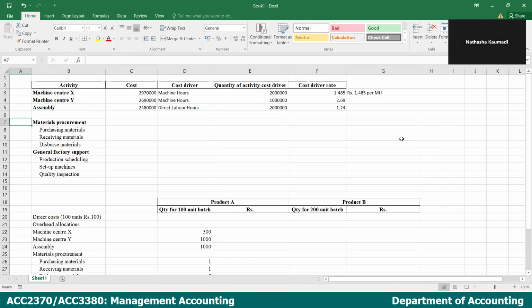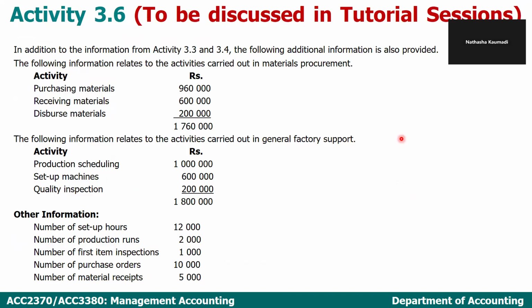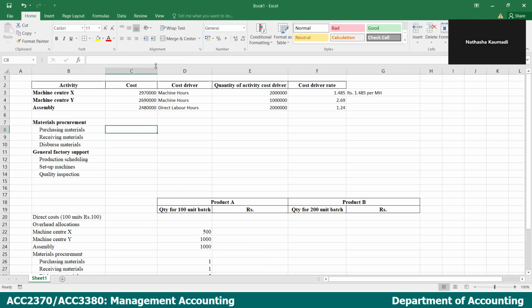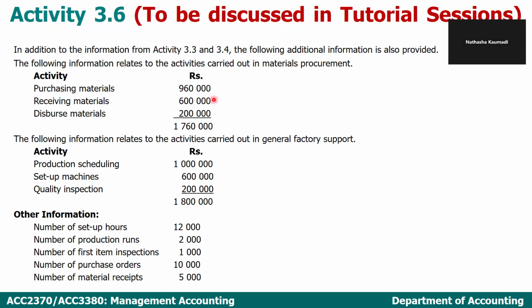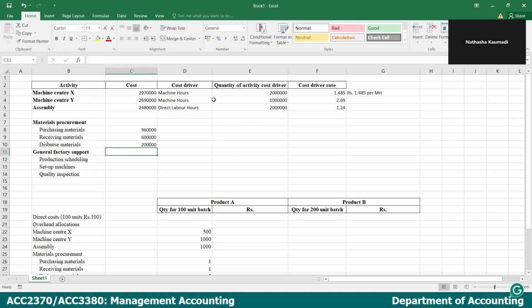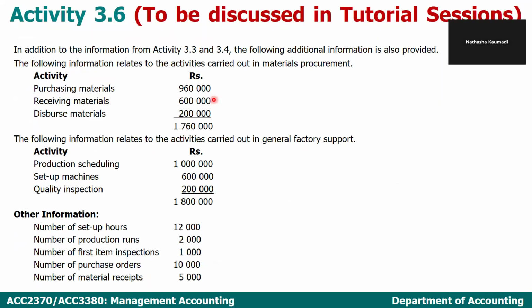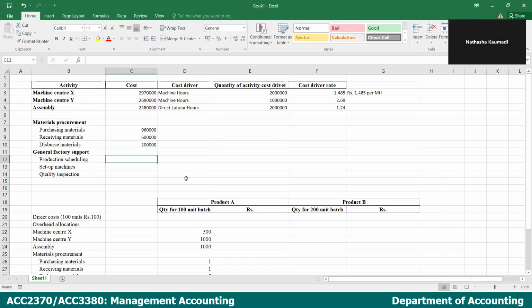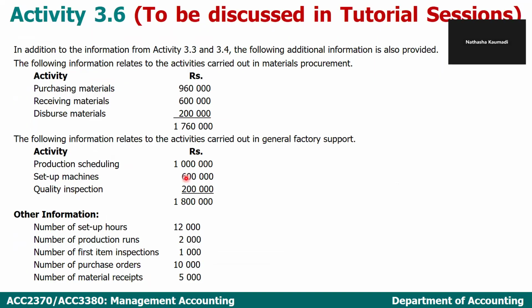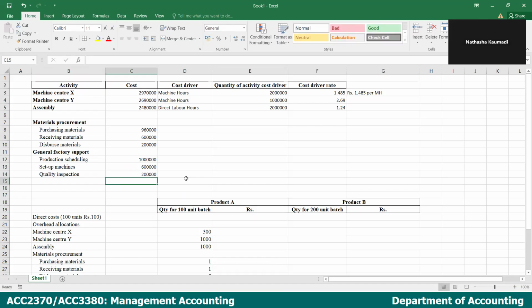Now we are moving to our service departments, material procurement and the general factory support. Now we have three major activities, isn't it? Purchasing materials, receiving and dispersing materials. We have the cost as well. Shall we take the cost? 960,000, 600,000, 200,000. Shall I take the cost of general factory support as well? 1 million for production scheduling. And then setting up machines, 600,000. Quality inspection, 200,000. Likewise, you take the cost.